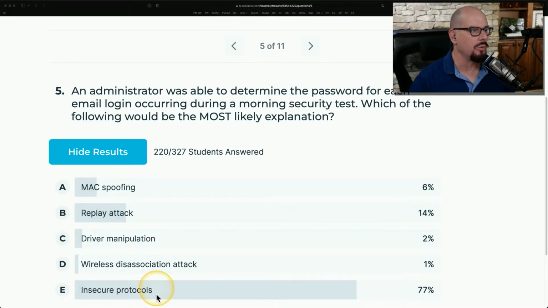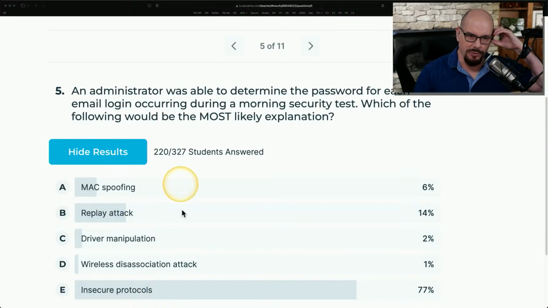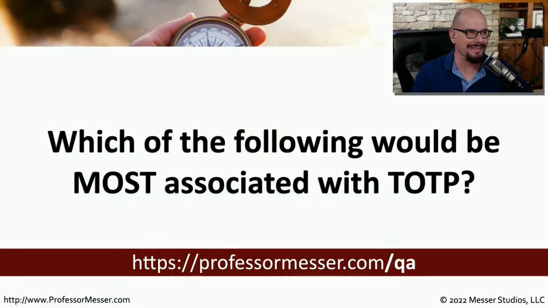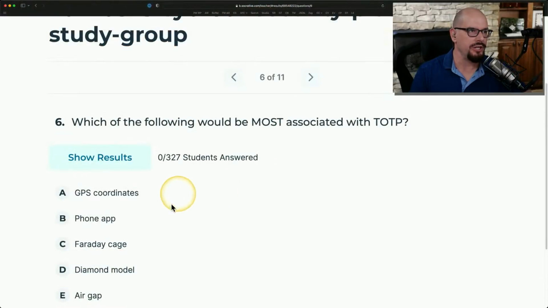I have more questions for you. Boy, this hour is going so quickly. Let's keep it moving. Next question on our list asks, which of the following would be most associated with TOTP? Would that be GPS coordinates, a phone app, a Faraday cage, a diamond model, or an air gap?